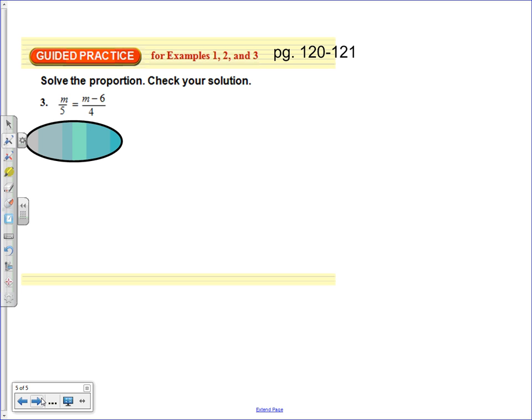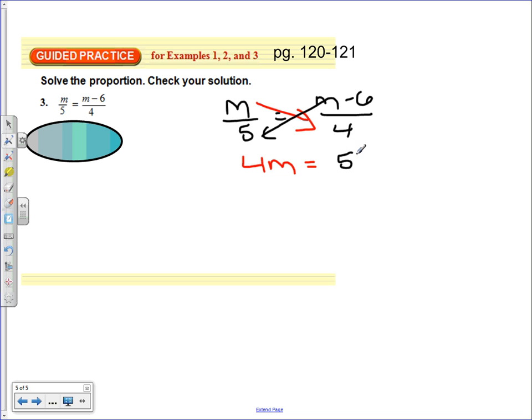Moving on, we have this example, m over 5, m minus 6 over 4. Cross product, m times 4, that one's easy to do, 4m. Set equal to the other cross product here, m minus 6 times 5. m minus 6, we have to distribute our 5, so we have 4m. We distribute here, we get 5m. Distribute over here, we get minus 30.